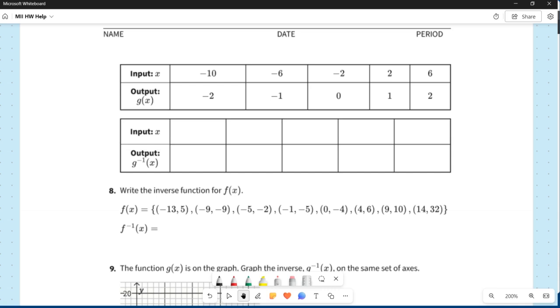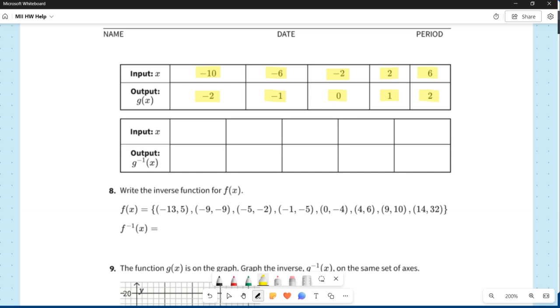So with this question, we have a representation of a function. We start with a table that's filled in, g of x. What this table is saying is, when your input into the function is negative 10, the output is negative 2. You plug in a negative 6, you get a negative 1. You plug in a negative 2, you get a 0. You plug in a 2, you get a 1. You plug in a 6, and you get a 2. That's what that first table is saying.